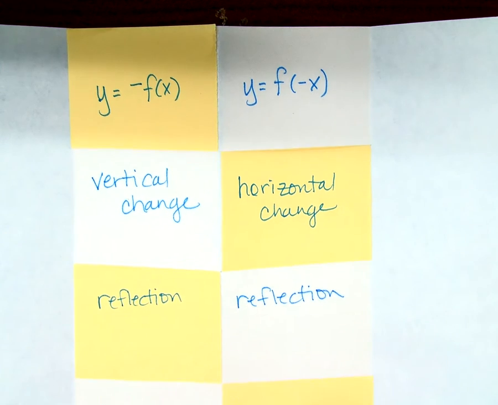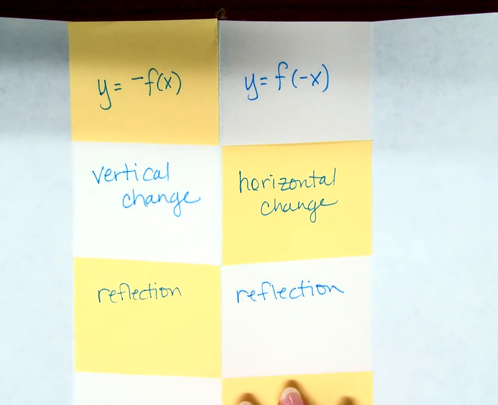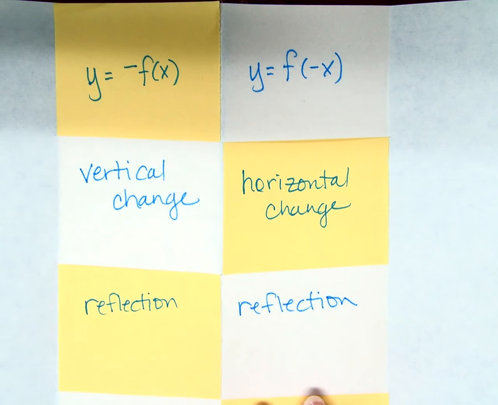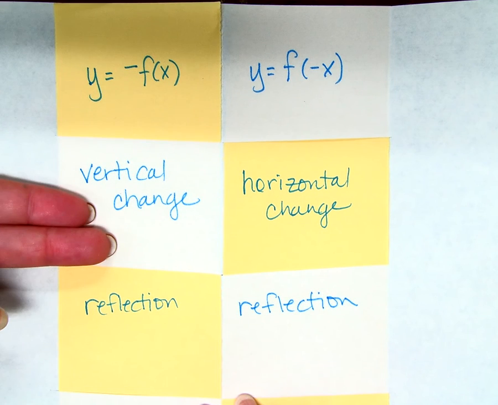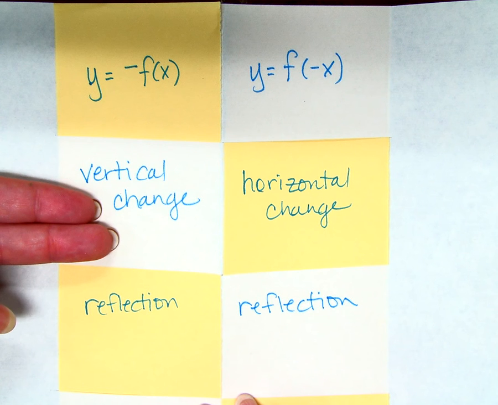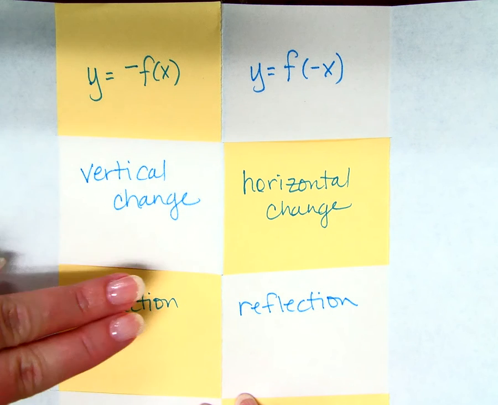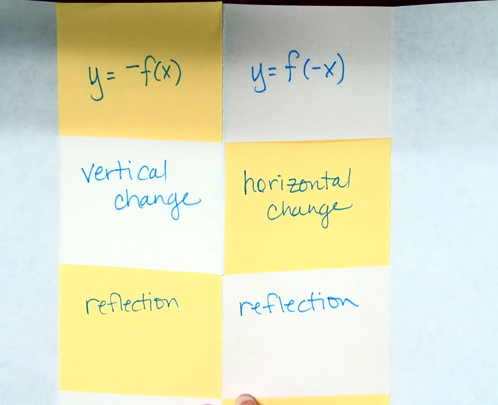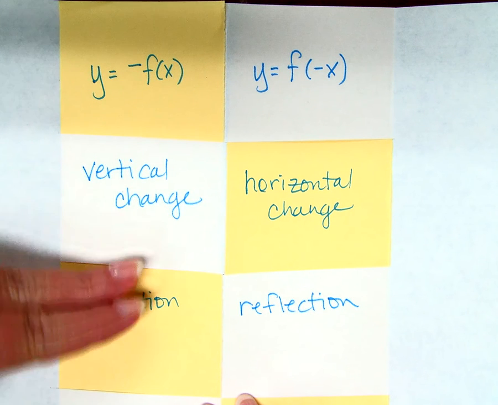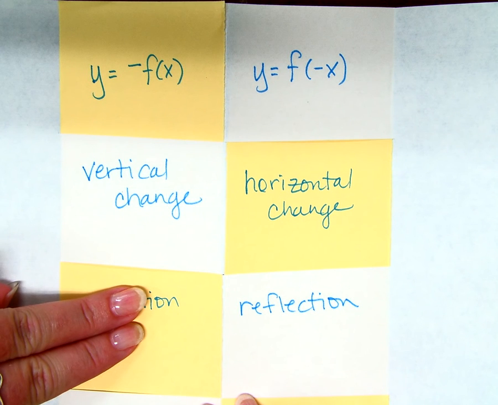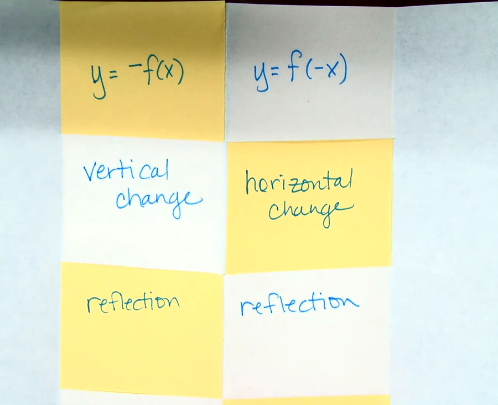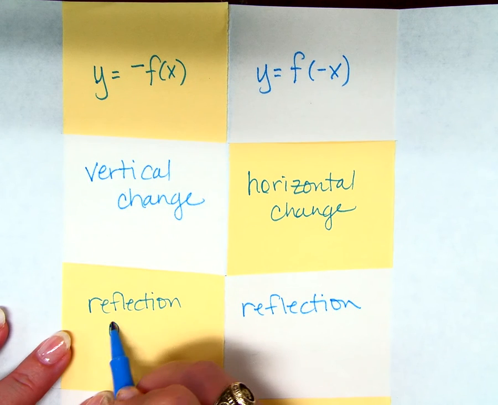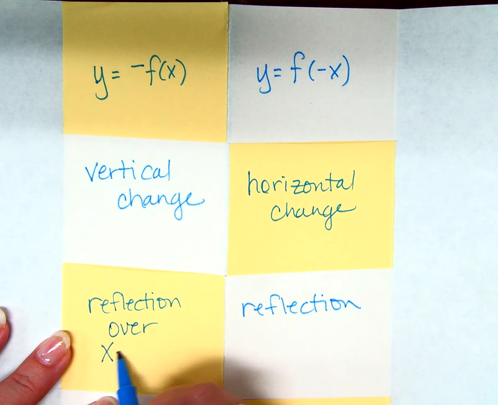Now it can't just be a reflection, because then why do we even have two different functions, right? It needs to be something more specific than that. Well, think about it. If I have a function that's right here, and it makes a vertical change, what is it reflecting across? If it's going from here to here, what is it reflecting across? X-axis, right? So this is a reflection over the x-axis.